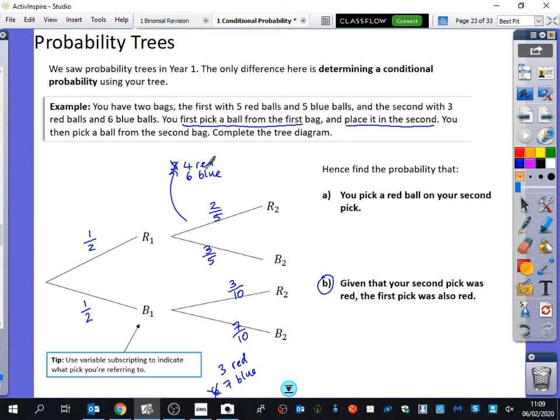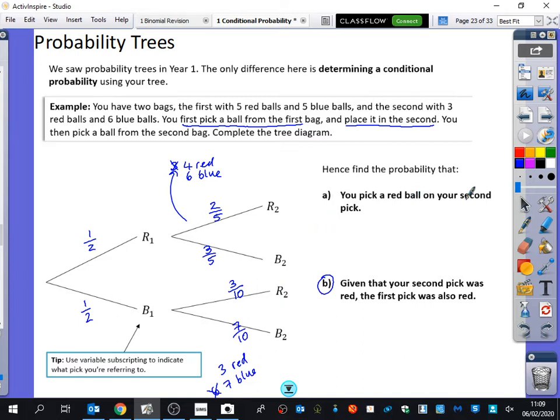Now, to find the red ball on the second pick, there's a few ways that you can pick red on the second pick. Can you describe to me the ways that you can get red on the second pick? 2/5, 3/10. So red first, then red second. 3/10, then blue first. Okay, so red first, red second, blue first, red second.